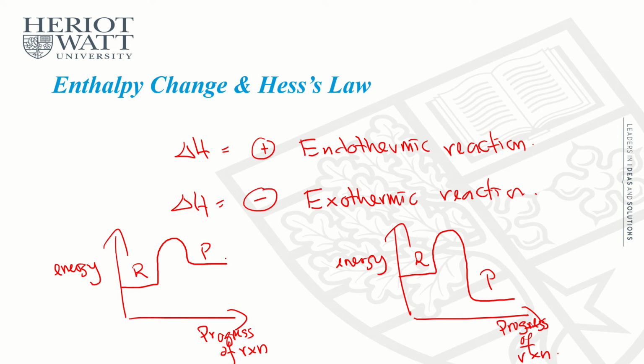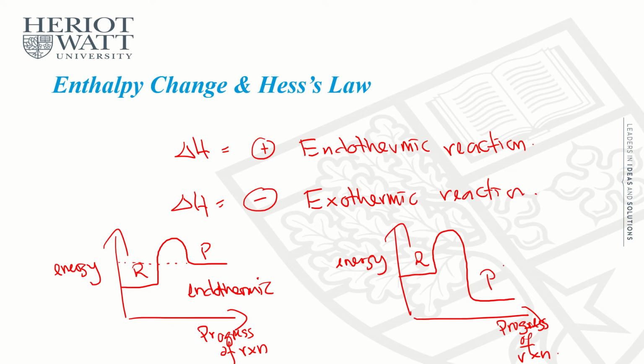Okay. Now, what is the difference between these two? Apparently you can see that the energy value of the product here is more than the energy value of the reactants. What does it mean? When the energy of the product is more than the reactant, it means they absorb heat more than release heat. So this graph is representing endothermic reactions.